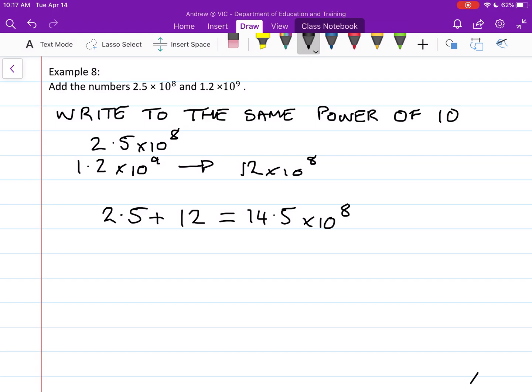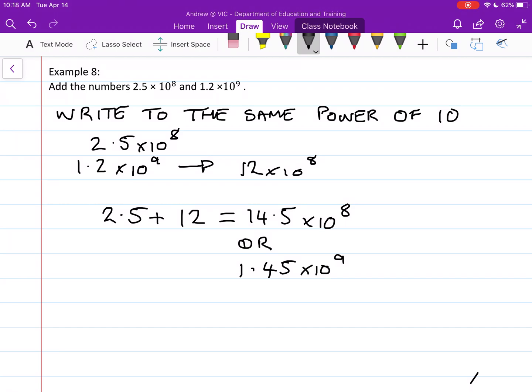You can't do this if they're not to the same power. So just always write it to the same power of 10 first. Okay? So you can express this answer as 14.5 by 10 to the 8, or if you want to express it as a power of 9, that just means that you need to divide by 10. So this is 1.45 by 10 to the 9.